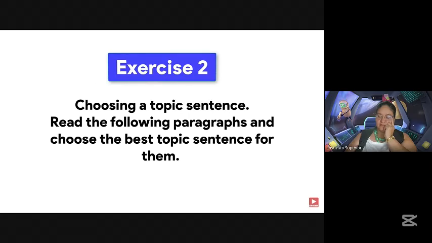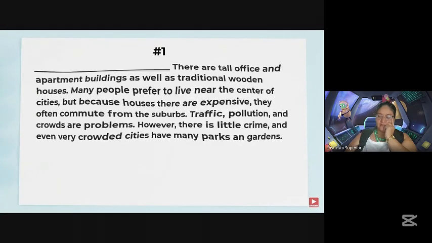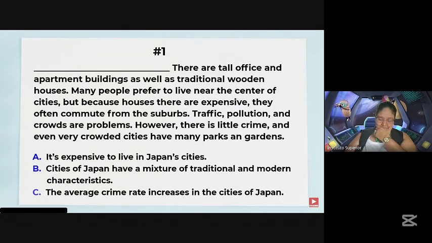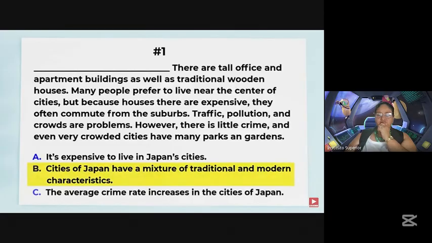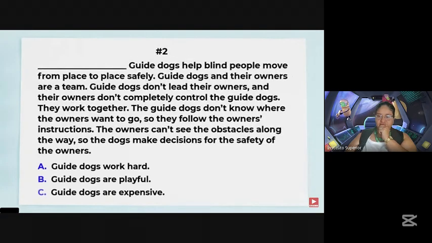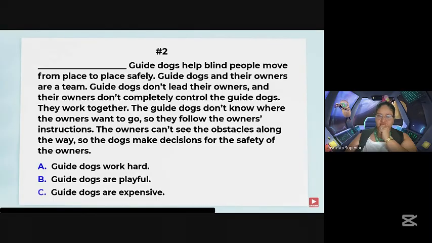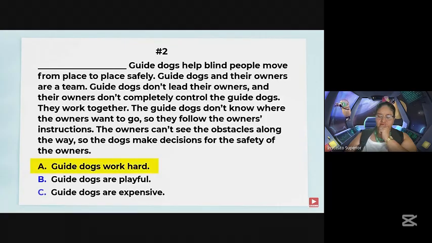Exercise 2. Choosing a topic sentence. Read the following paragraphs and choose the best topic sentence for them. Paragraph 1. Cities of Japan have a mixture of traditional and modern characteristics. Paragraph 2. Guide dogs work hard.